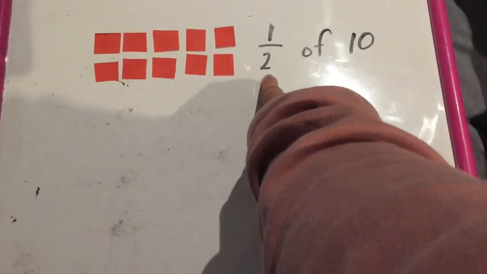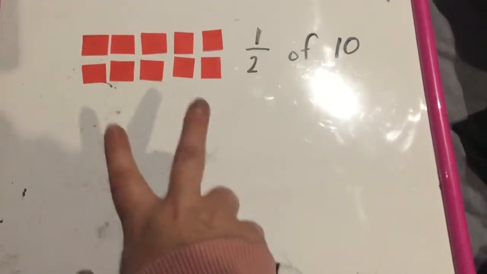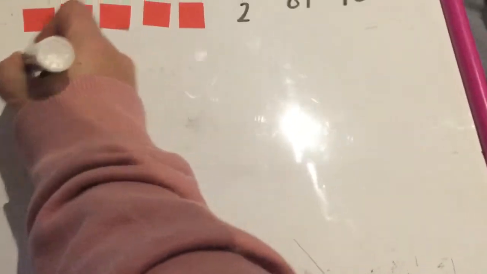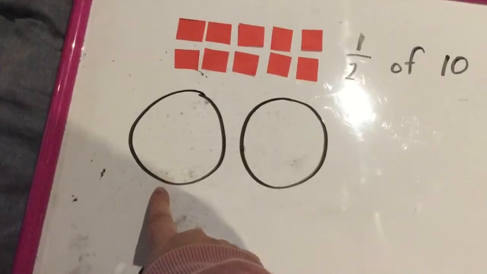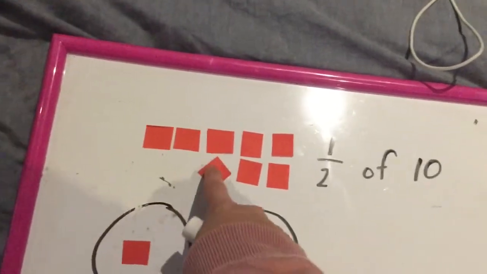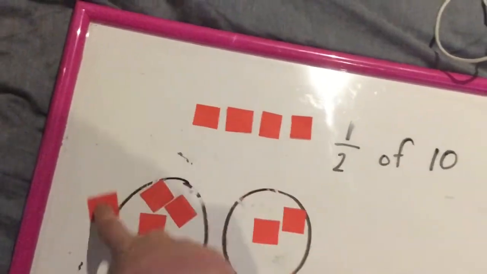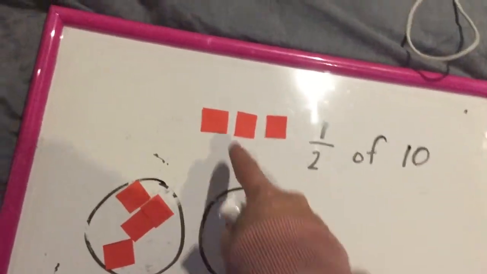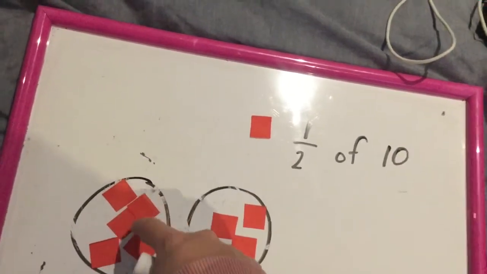So if I need to look at this one, how many groups do I need to make? What does my bottom number tell me? Yep, 2 groups. Okay, so we're going to pretend this is RD and this is me. And then all I need to do is put my 10 jelly beans inside.